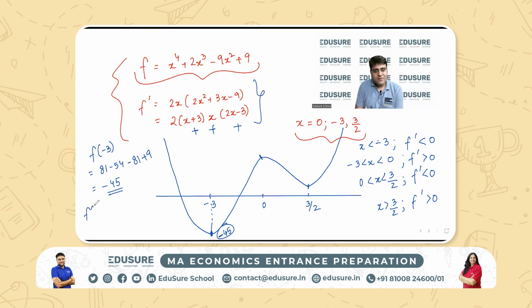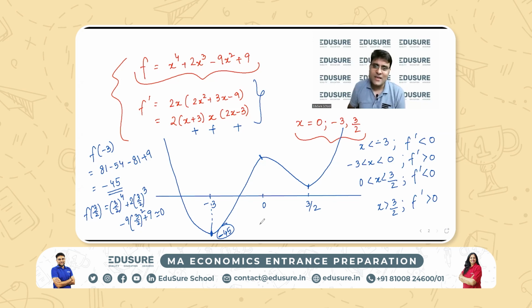Now f at 3 by 2. What is the value? 3 by 2 to the power 4 plus 2 into 3 by 2 cube minus 9 into 3 by 2 square plus 9. 9 into 9 is 81, 81 by 4. This is approximately equal to 0. You'll get something slightly positive, but very, very minutely. It's nowhere close to minus 45. Will you not agree? It's nowhere close to minus 45.